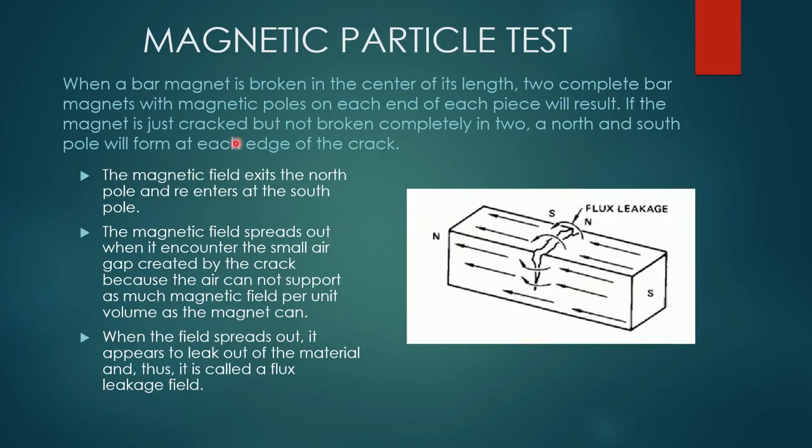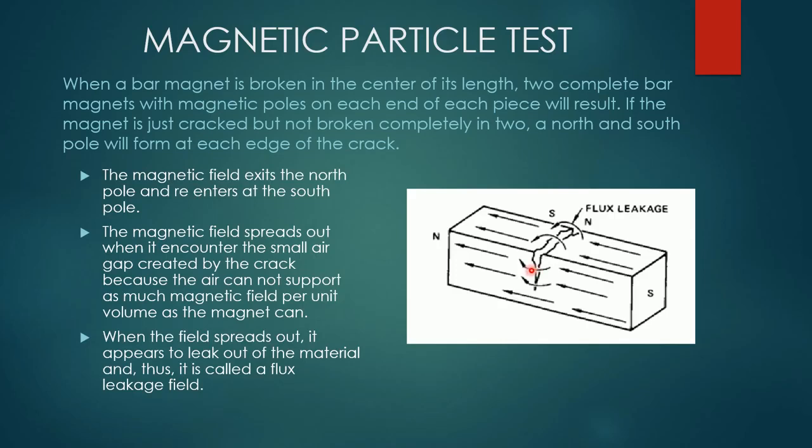Let's say I'm having a magnet over here which is having North Pole and South Pole. If this bar is broken in two parts from the center, then two parts or two bars, or we can say two magnets with magnetic poles on each end of each piece. If the magnet is just cracked but not broken, it is not broken in two parts, it's just cracked up to some level, then this area will create a north and south pole at each edge of the crack.